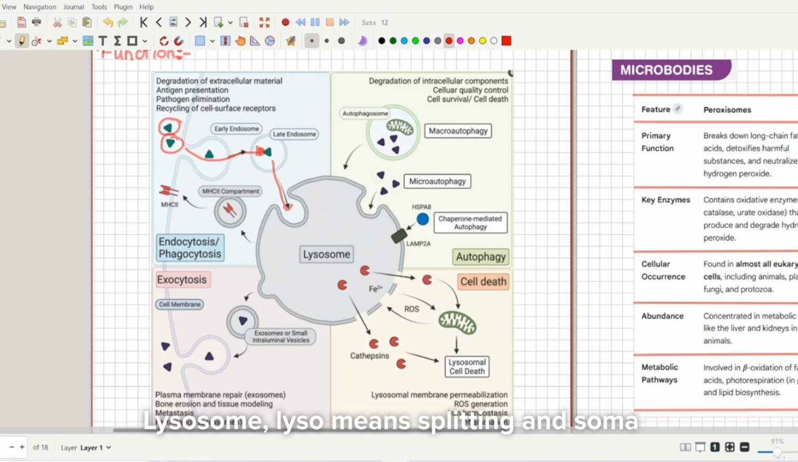You know what the meaning of lysosome is? Lyso means splitting and soma means bodies. Lysosome is literally called splitting bodies. Split means breaking down anything. Lysosome has only one function, and that is destruction. It is like a war machine in your cell. It will destroy anything, it will eat up anything that comes into your cell. So the next function is about autophagy, cell death and exocytosis.